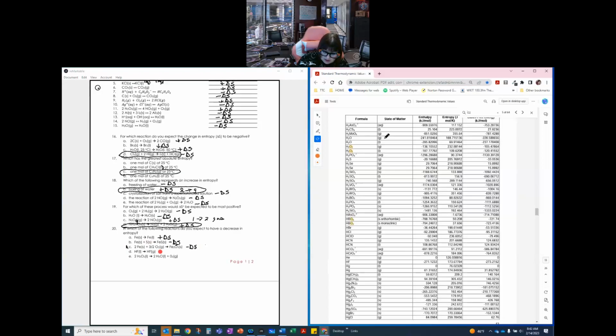HF liquid to HF gas, this is definitely going to be a positive delta S. And 2H2O2 liquid going to 2H2O liquid plus O2 gas, that's definitely going to be positive as well. And out of the two that we expect to be negative, this would be the one that's the most negative, because we're going from a solid and a gas to one solid rather than 2 solids to 1 solid. So I would expect that to be a bigger change. Okay, awesome.